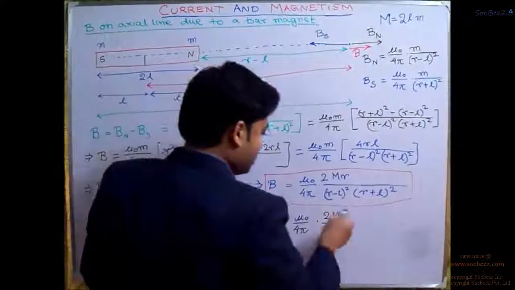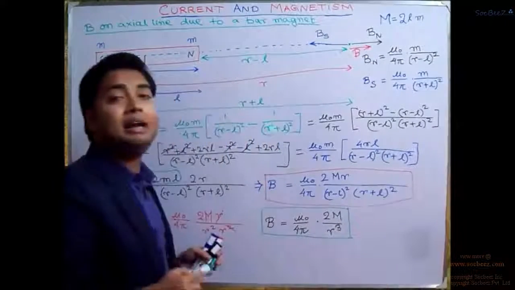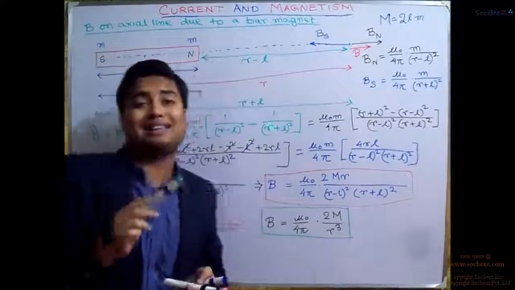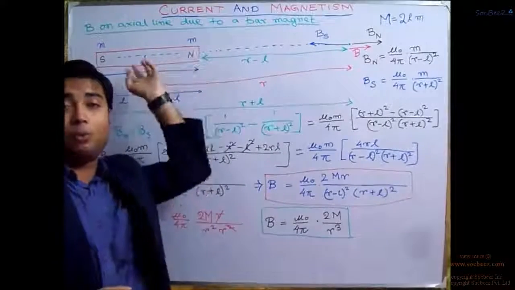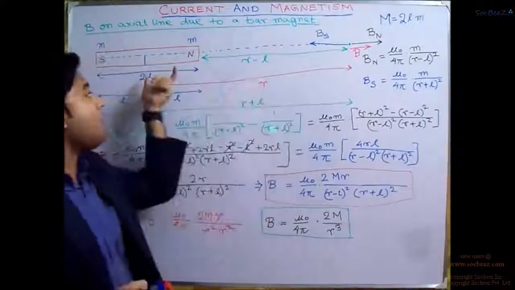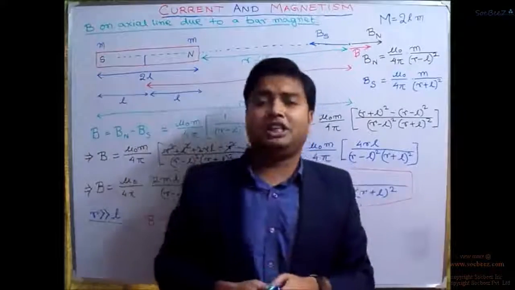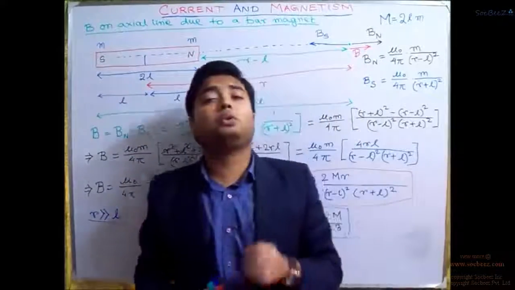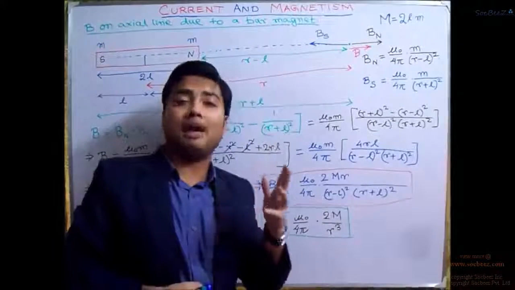So we have also found out the expression for the resultant magnetic flux density at a point lying on the coaxial line due to a bar magnet or a magnetic dipole when this R is very, very greater than this L. Now in the subsequent lecture we shall be discussing the magnetic flux density on the perpendicular bisector of a bar magnet or a magnetic dipole.